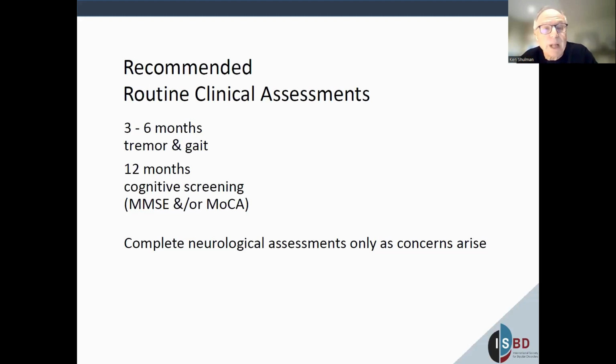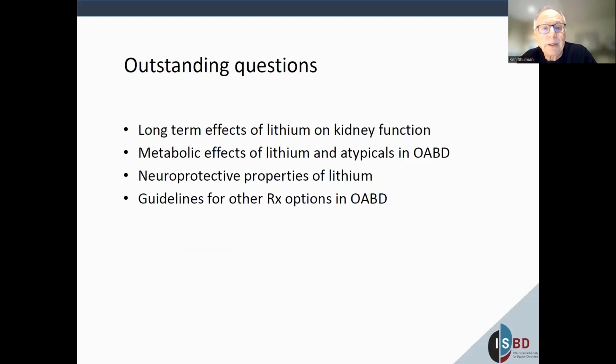And we were left with some outstanding questions. In the next slide, we still don't really know about the long-term effects of lithium on kidney function. This is an ongoing concern: at toxic levels, lithium will certainly damage the kidney. Whether at therapeutic levels it damages the kidney is another question. What about the metabolic effects of lithium and atypicals in older adults? There's some question that lithium may actually be neuroprotective. Maybe it's a good thing to give people lithium. There's some evidence that it may protect from dementia.